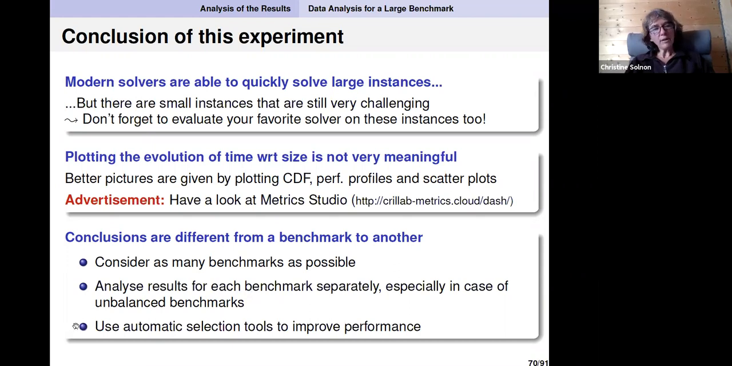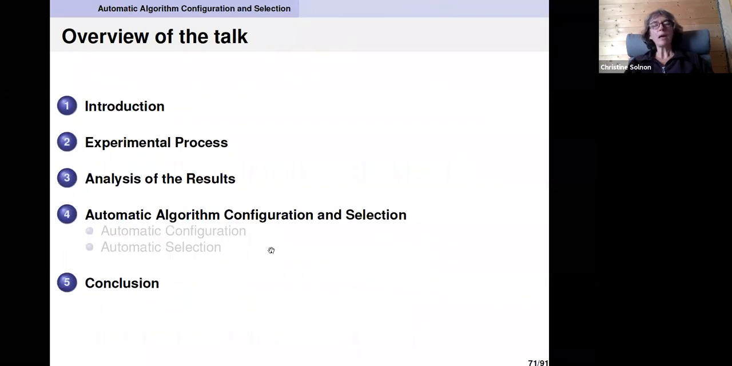And finally, we should use automatic selection tools to improve performance. And this is what I'm going to quickly show you in the last part of this presentation. So first, have a look at automatic configuration.